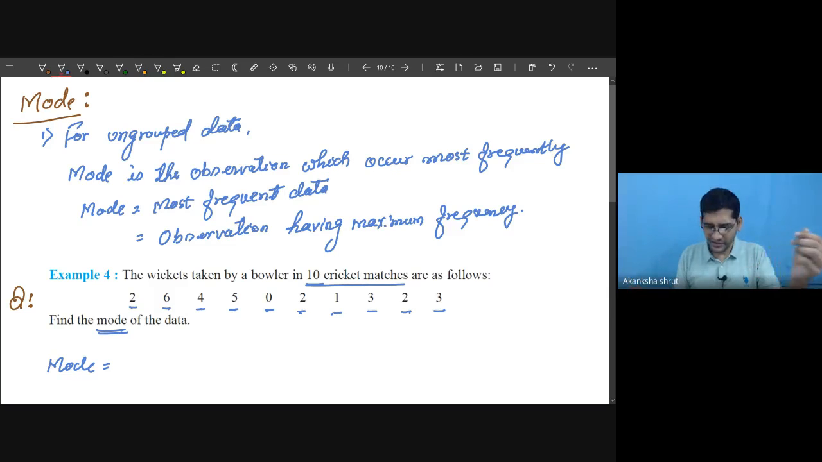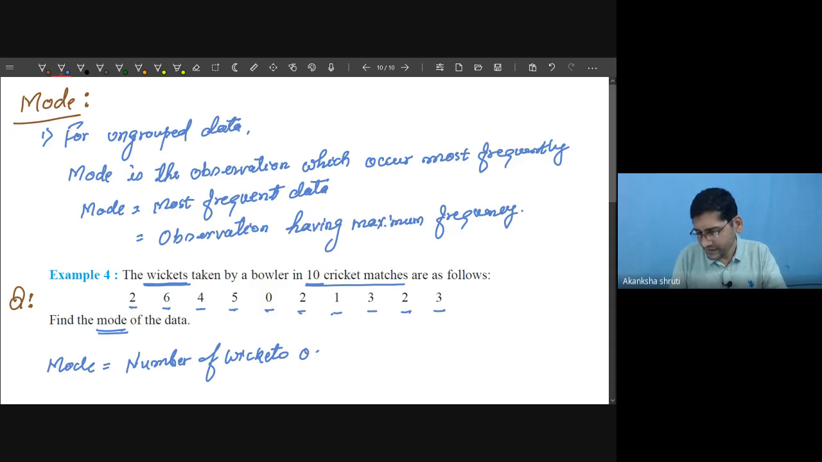It's so simple. The wickets taken by the bowler. So which number of wickets occurs the maximum times here? The number of wickets occurring maximum times. Which number of wickets is occurring the maximum times?